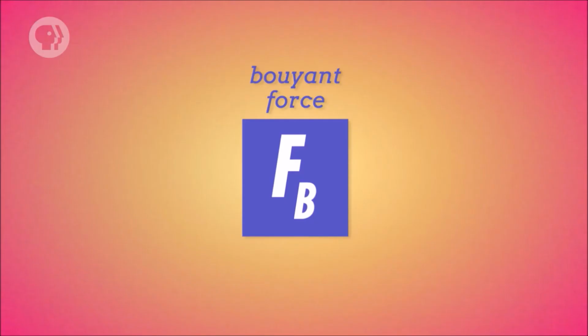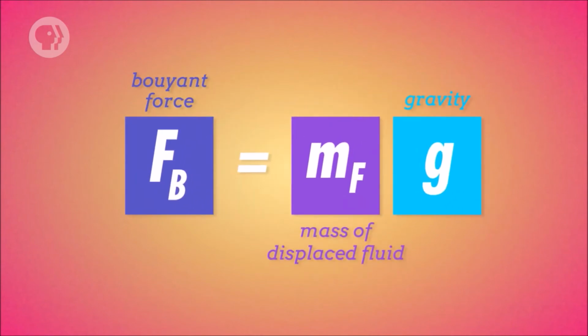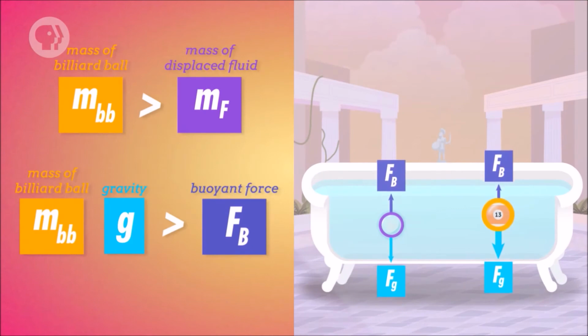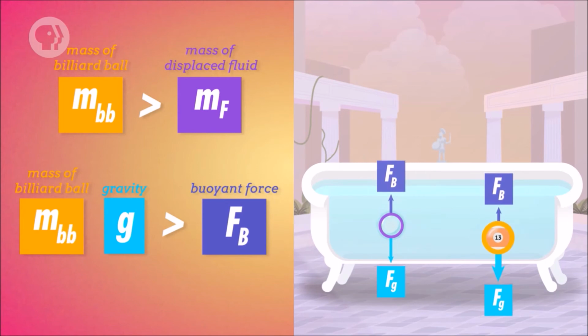That's Archimedes' principle. There's a buoyant force pushing upward on objects in water, and it's equal to the weight of the water that the object displaced. The billiard ball weighs more than the sphere of water that it's replacing, so there's a net downward force on the ball, and it sinks to the bottom of the tub.